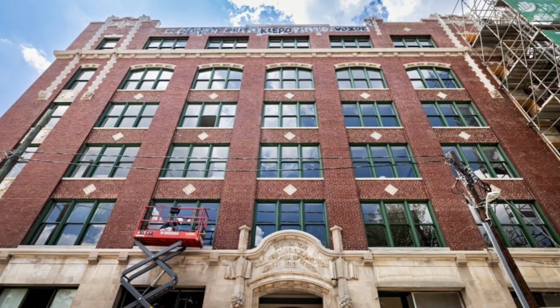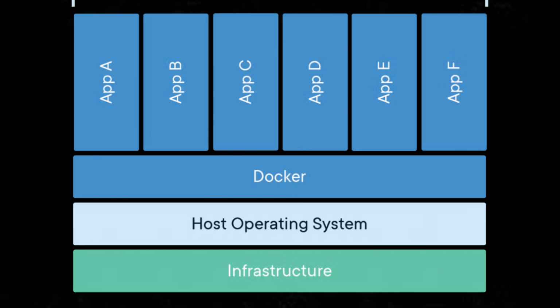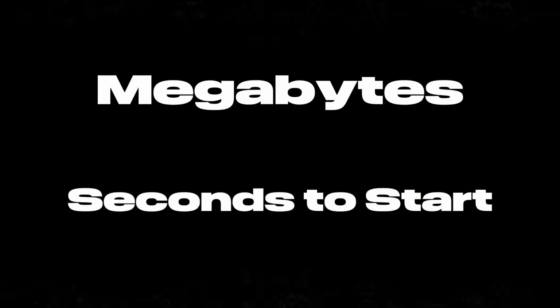A container is like an apartment. Apartments share the building's foundation, plumbing, electricity, but each unit is separate. You have your own space, your own keys, your own stuff. Containers share the host operating system's kernel. They don't need their own OS. That makes them light. Megabytes and not gigabytes. Seconds to start and not minutes. Same isolation, fraction of the overhead.